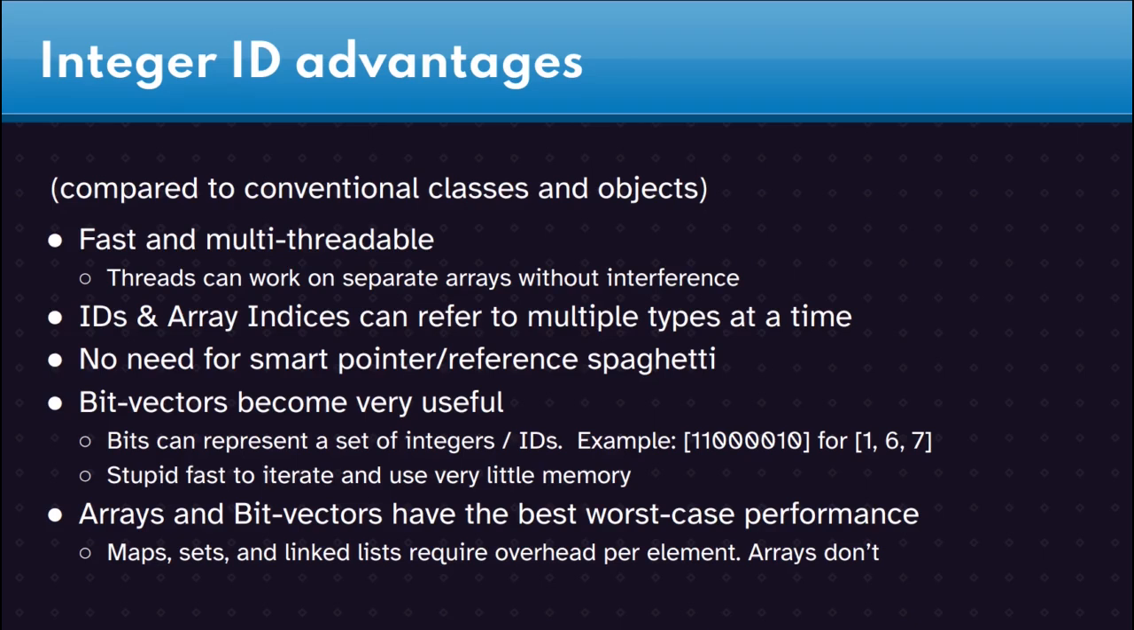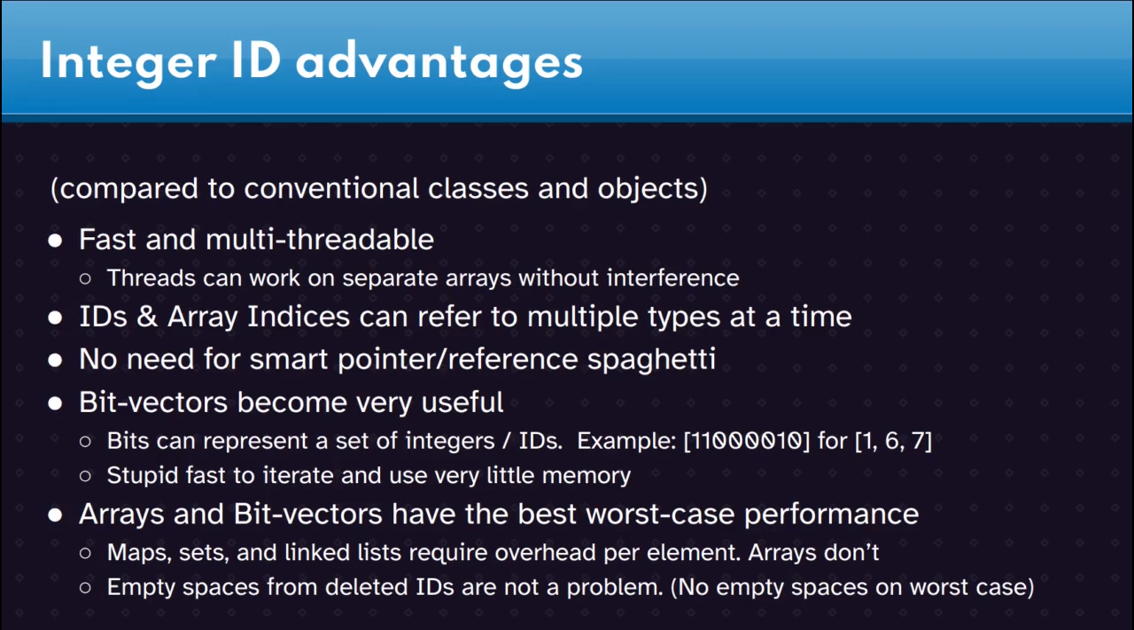And the thing is, the empty spaces, like if we delete an ID and we have an empty space in an array, that doesn't actually matter because, well, if there's not many things, then the performance matters less. The performance in a worst case is what we care about. And anyways, the performance loss from having empty spaces in a bit vector or an array is very, very minuscule anyways. That's if you even noticed that holes would appear if we delete things.